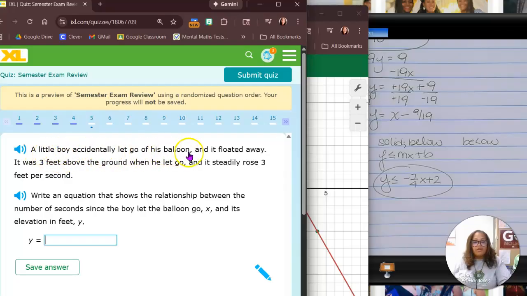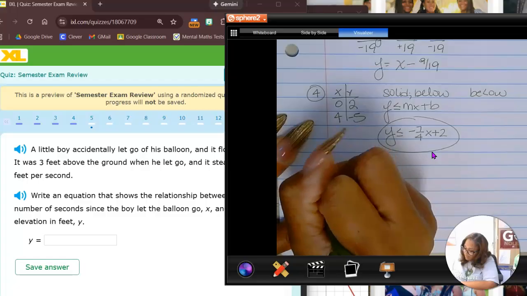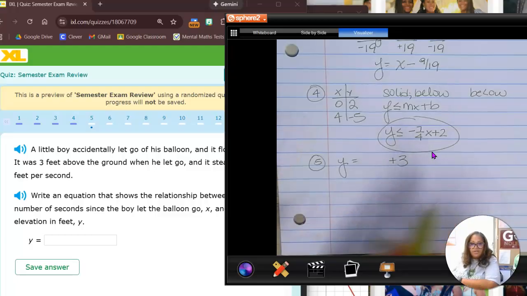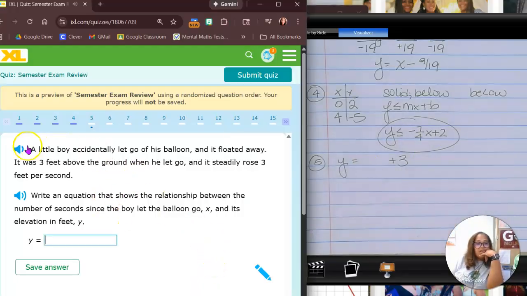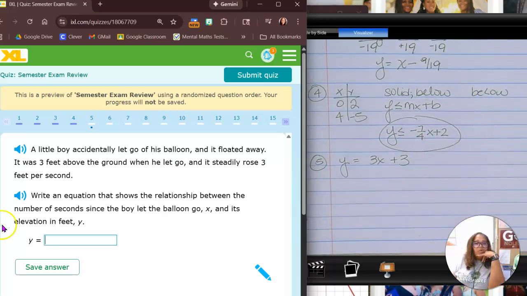A little boy accidentally let go of his balloon. It floated away. It was 3 feet above the ground when he let it go, so that's positive 3 right there. Give yourself space to write your slope and your x. It steadily rose, that means increases by 3 feet per second. That is 3x. Boom, done. Write an equation that shows the relationship between the number of seconds since the boy let the balloon go, x, and its elevation in feet, y. Y equals 3x plus 3.